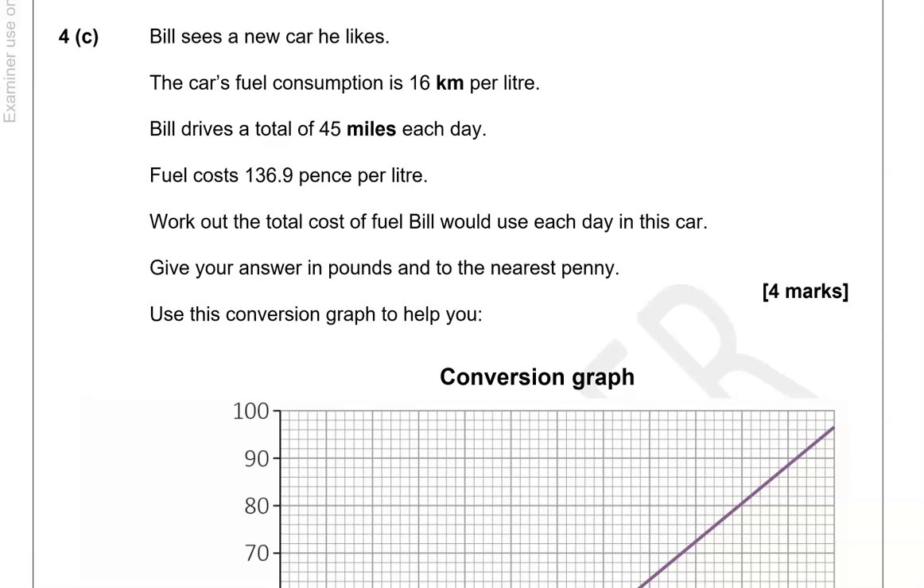Bill sees a new car he likes. The car's fuel consumption is 16 kilometers per litre. Bill drives a total of 45 miles each day. Fuel costs 136.9 pence per litre. Work out the total cost of fuel Bill would use each day in his car. Give your answer in pounds and to the nearest penny. Use this conversion graph to help you.